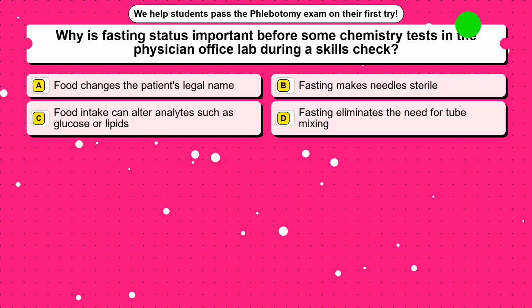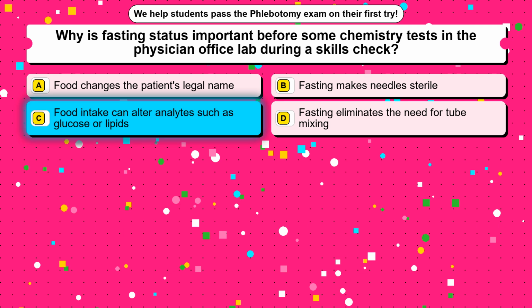Question 38. Why is fasting status important before some chemistry tests in the physician office lab during a skills check? Option A. Food changes the patient's legal name. Option B. Fasting makes needles sterile. Option C. Food intake can alter analytes such as glucose or lipids. Option D. Fasting eliminates the need for tube mixing.